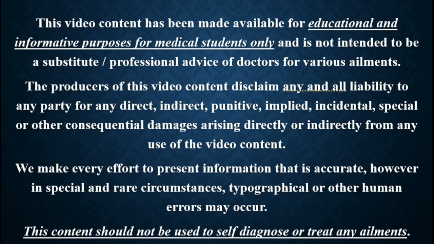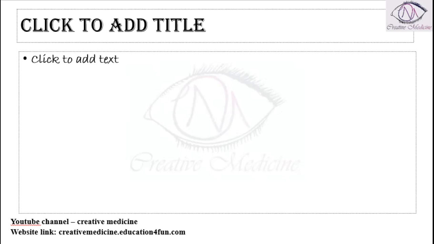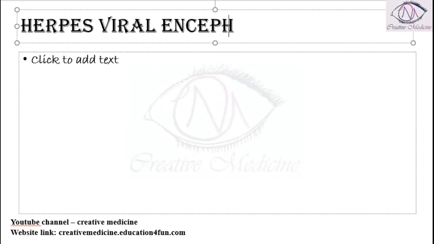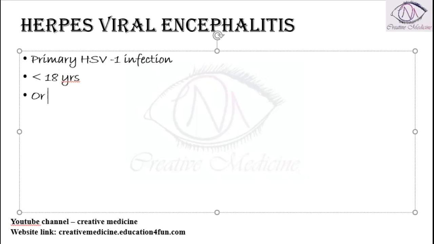In this lecture, we will learn about herpes viral encephalitis. If you see in herpes viral encephalitis, it mainly occurs due to the primary herpes simplex 1 infection, and it is seen in children less than 18 years old, or it can be seen more commonly in elderly patients over 50 years of age.